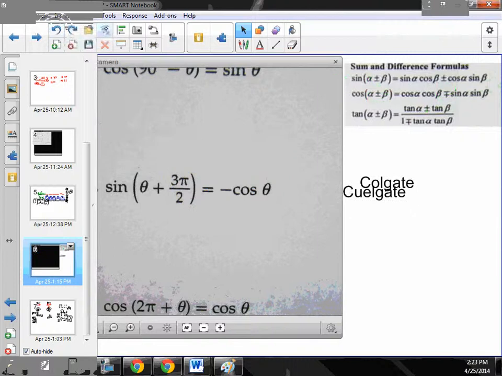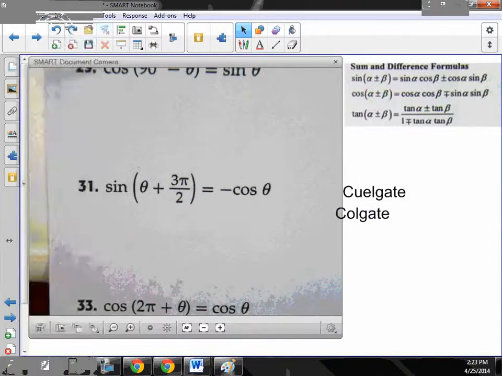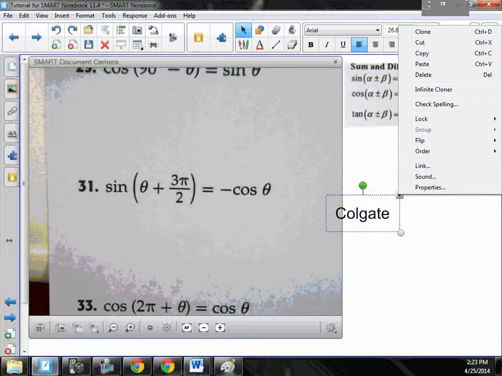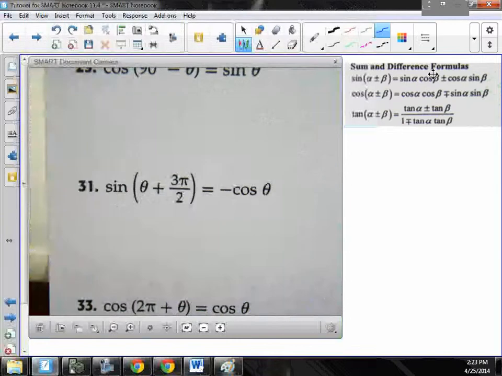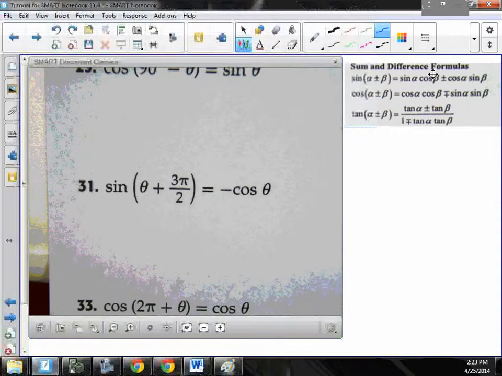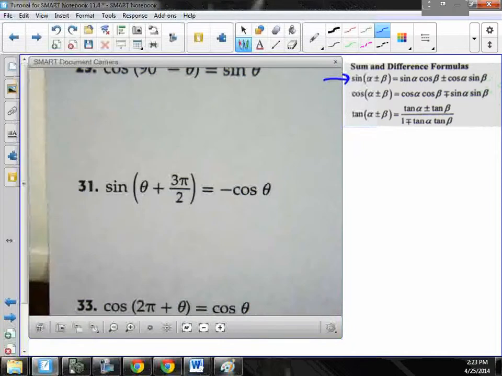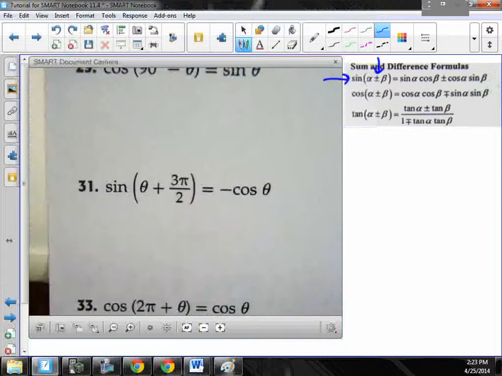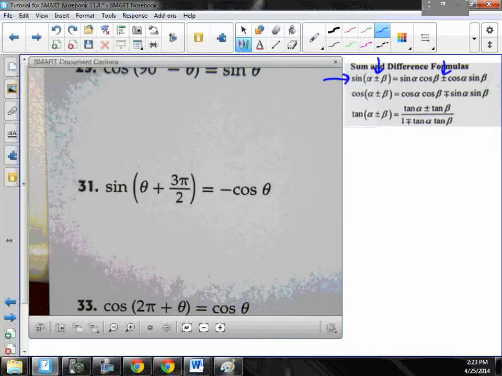Okay, here we go. So, for today, you're going to need the sum and difference formulas. And just a review on the sum and difference, you can't do a sum and a difference at the same time. So this actually is two equations. The sum equation is the sign on top. So if you add the angles together, you add the answers together. If you subtract the angles, then you subtract the answers.